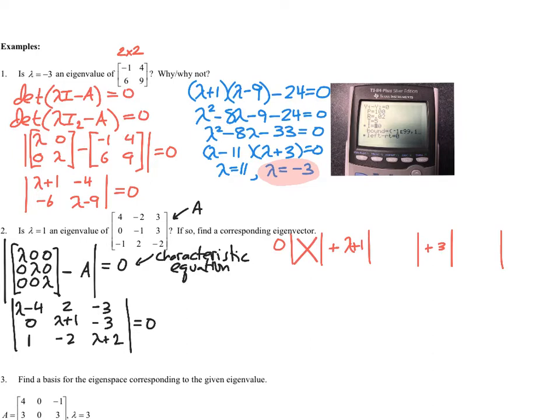All right. If I wipe out the row and column that lambda plus 1 is in, then I'm looking at lambda minus 4, a negative 3, a 1, and a lambda plus 2. All right, if I wipe out the row and column that negative 3 is in, then I'm looking at lambda minus 4, 2, one, and negative 2. All right, so yeah, at least we got rid of one matrix.